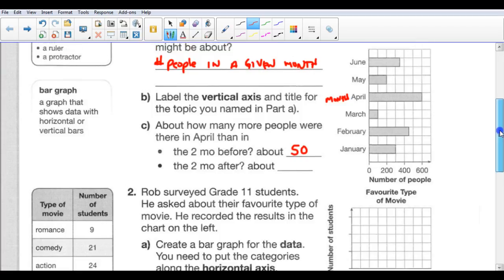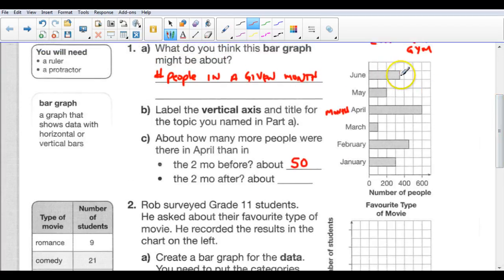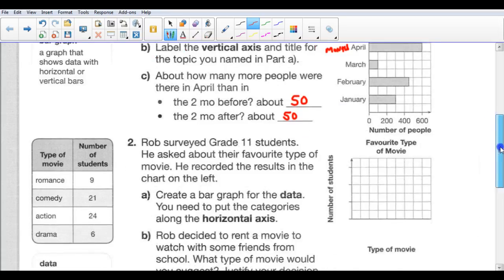So 2 months after April are May and June. So we can see in May we have 200 people, and in June we have, looks like halfway between 300 and 400 is 350. So again, that's 550, so again 50 more because April is 600 people.